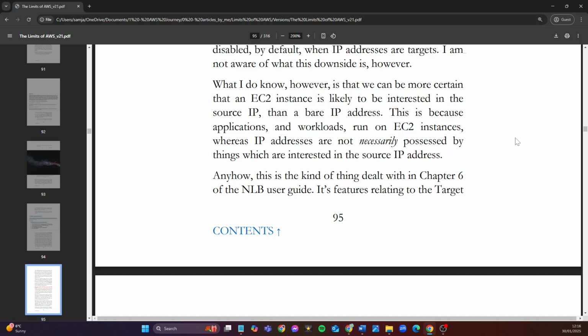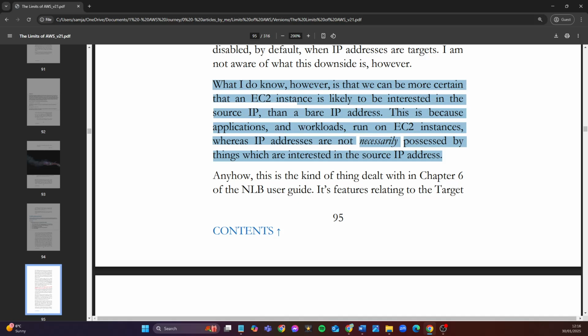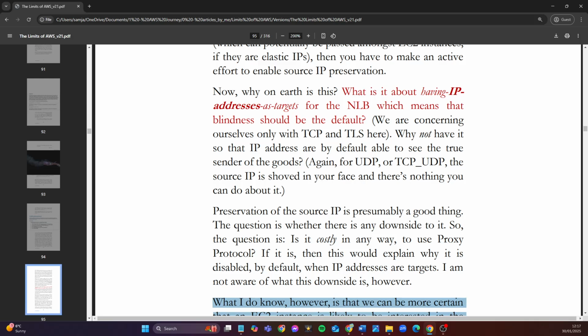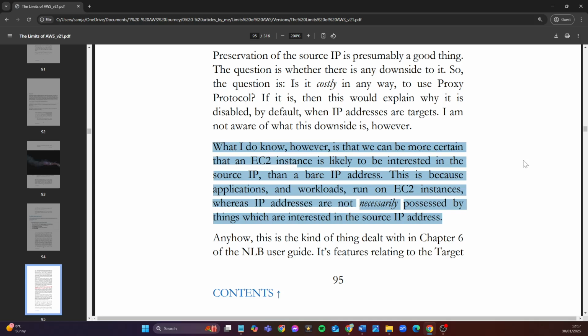What I do know, however, is that we can be more certain that an EC2 instance is likely to be interested in the source IP than we can with a bare IP address. This is because applications and workloads run on EC2 instances. Well, not always, but they can do. Whereas IP addresses, the general concept of IP addresses, they're not necessarily possessed by things which are interested in source IP addresses. Look, I'm just trying to explain why it is that when the target is an IP address, we have blindness as a default. We become uninterested in the source IP.